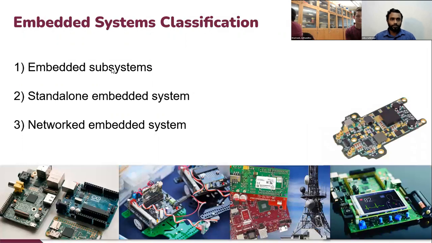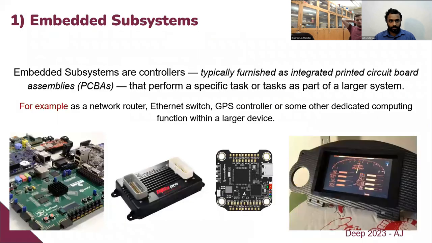There are 3 categories. First one is embedded subsystems. Second one, standalone embedded systems. Third one is networked embedded systems. Now, if you see what embedded subsystems are, subsystems are controllers.